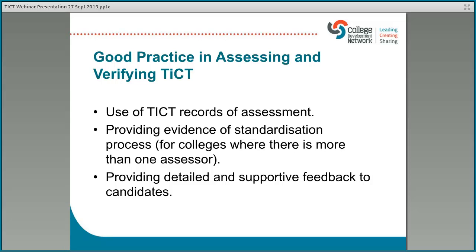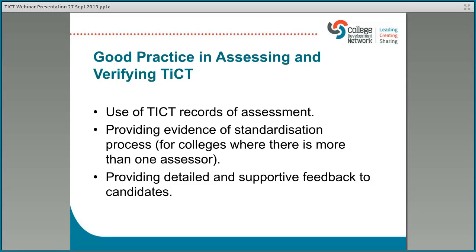What we would do though is encourage you and recommend you to use the materials that we provide instead of any centre devised records of assessment and documentation. This just ensures that all of the necessary elements are captured and recorded effectively, as there can be some variability if you're using college documentation instead of the records and proformas that we provide.